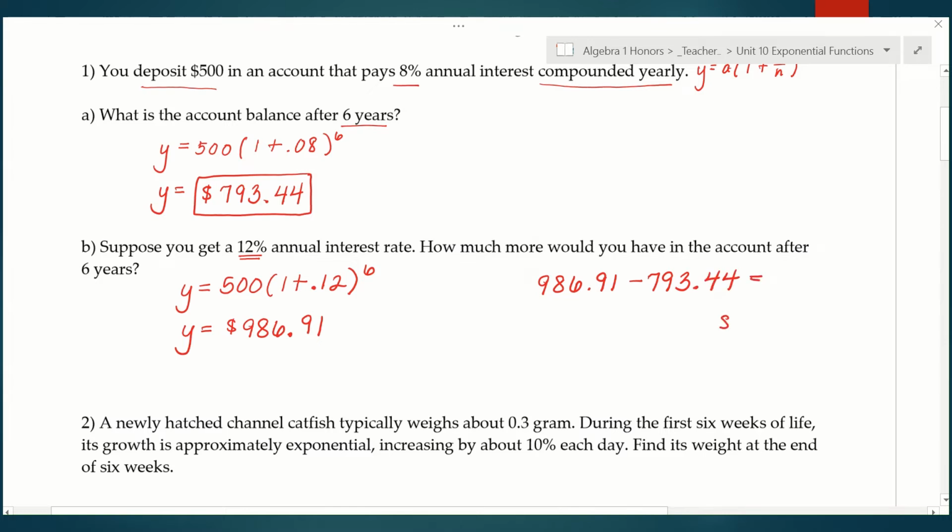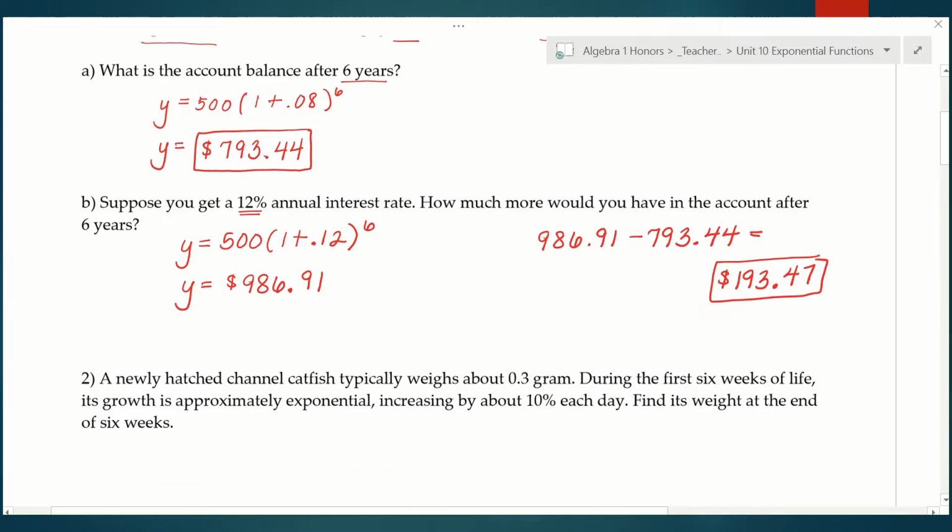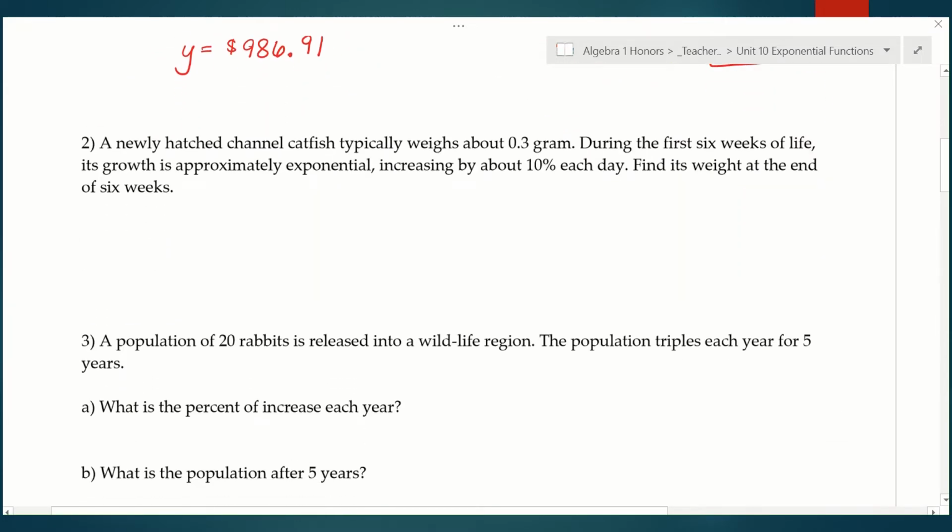All right, so I'm going to have $193.47 more if I keep that in there with a 12% rate. All right, good job, number 2.